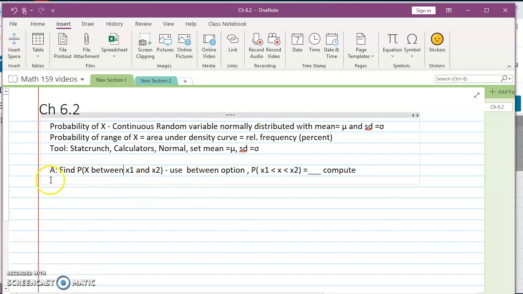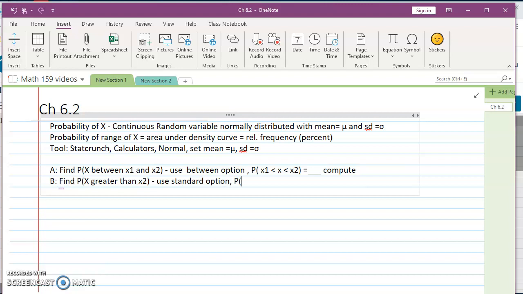And then the second case is when we want to find the probability of x being greater than a number, greater than x2, for example. Then we use the standard option.